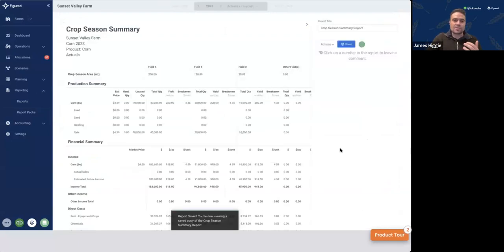Now it means we can actually start to introduce some agri-specific reporting as well. So for example, we've got a crop season summary here. This takes into account that production summary. Again, it's just all those non-financial movements that we talked to at the beginning that came from the trackers and allocations. And now we've also got a financial summary as well, which is really, really powerful.